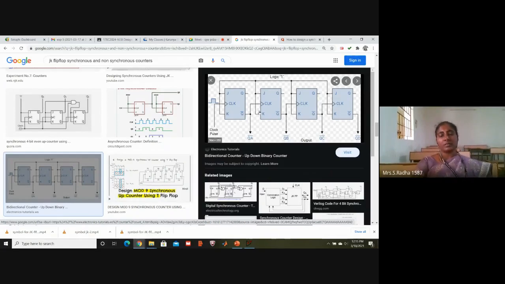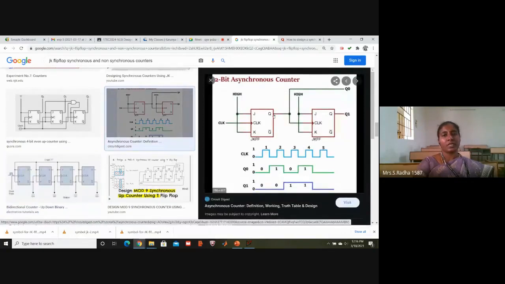Clocks are different. All the flip-flops' clocks are different. The previous stage output is connected as the clock for the next stage. If you are connecting Q bar as clock, that will act as a down counter. If you connect Q as the next stage clock, as in this circuit, it will act as an up counter. Because only 2 flip-flops are used, it can count 4 states: 0, 1, 2, 3.